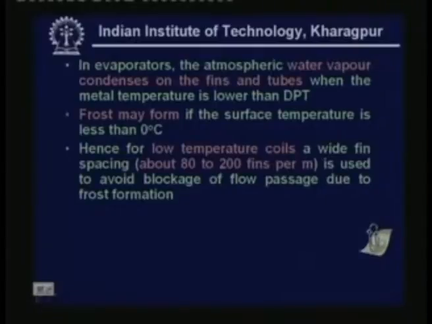That means you cannot afford to have very close fins when there is a possibility of frosting on the air side. If the fin spacing is very close and frost forms, the frost will very soon block the air passages. Once the air passages are blocked, air cannot flow. That is why in evaporators used for domestic refrigerators or in cold storages where frosting takes place, the fin spacing has to be wider.